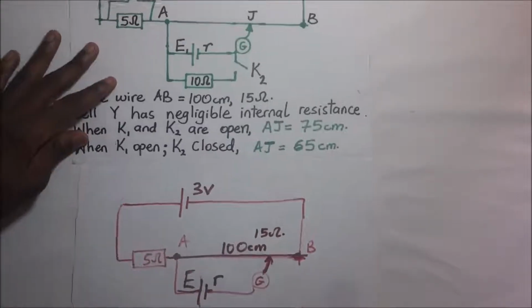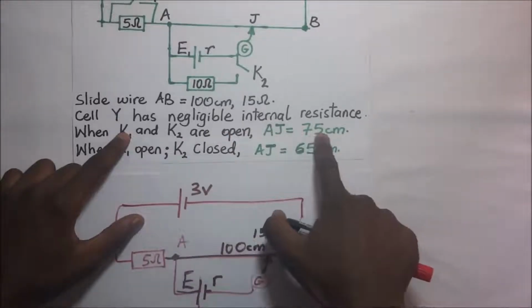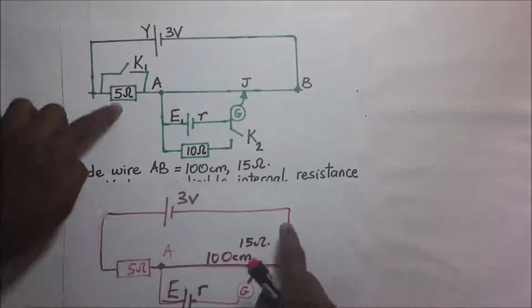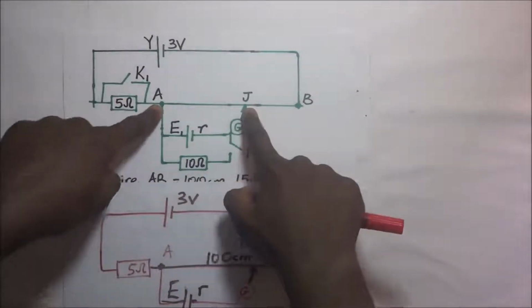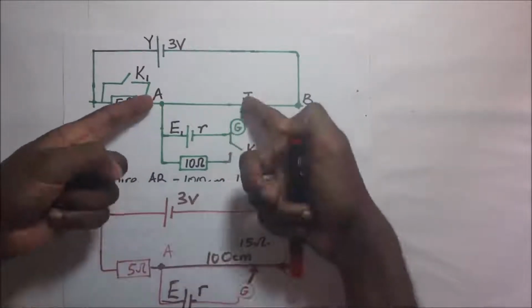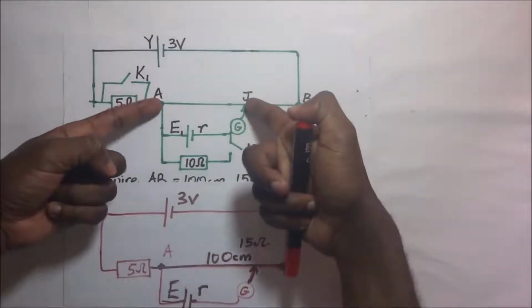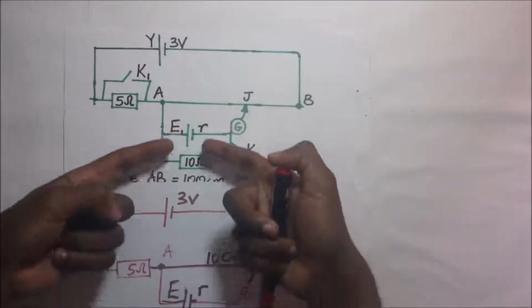And now we are being told that when K1 and K2 are open, AJ is 75 centimeters. So it means that when both are open, the balance length is 75 centimeters. And if the balance length is 75 centimeters, the potential difference across that balance length is going to be equal to the potential difference across what is in the secondary circuit.